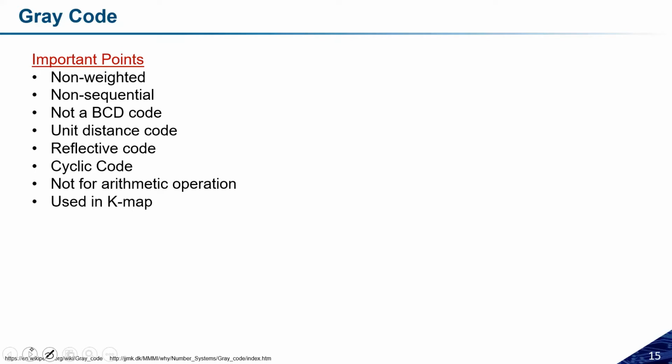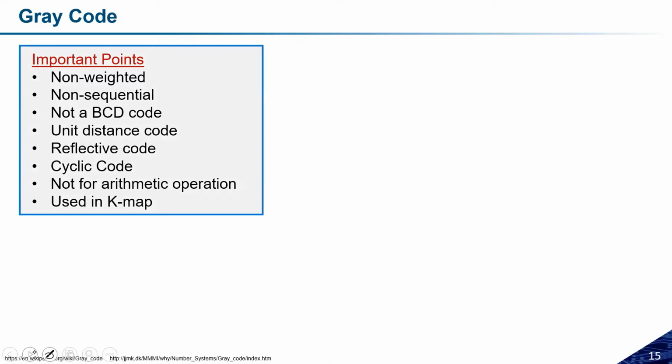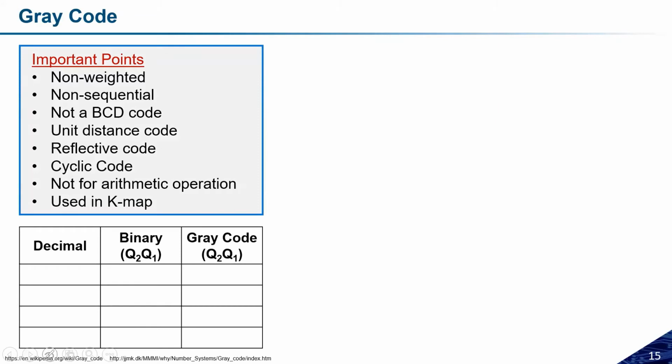What is this K-map? I will tell you. These are some points that must be considered before you start with the Gray code. Now let us discuss one by one how we can calculate the Gray code of any number. Suppose I have decimal numbers, let us assume 0, 1, 2, and 3. The binary equivalent of these is 00, 01, 10, and 11.